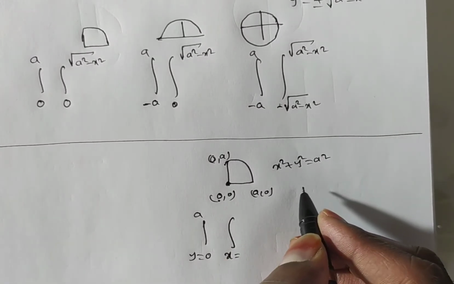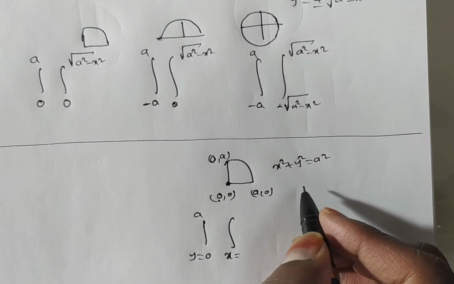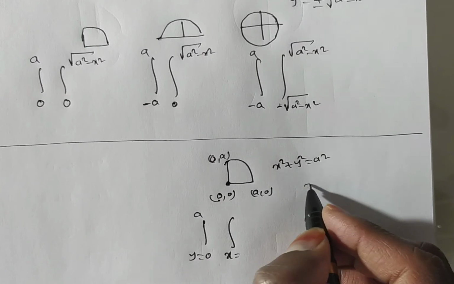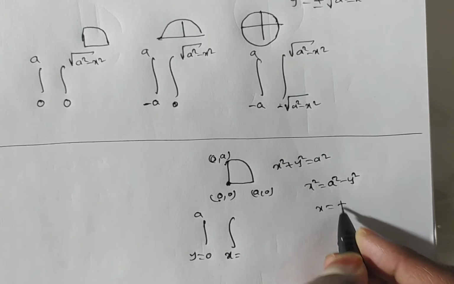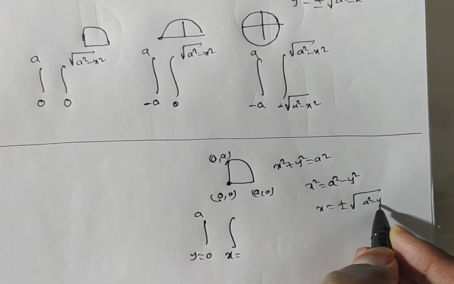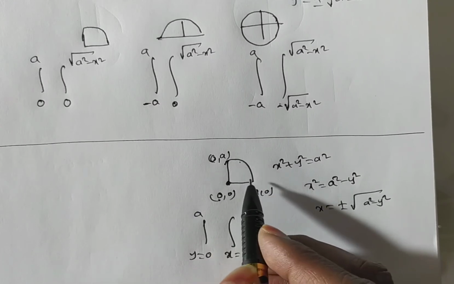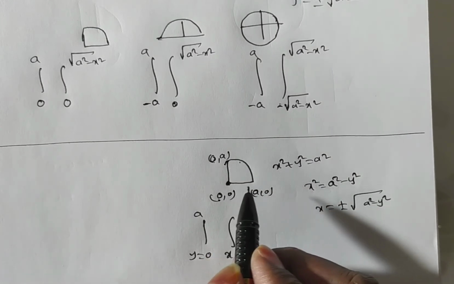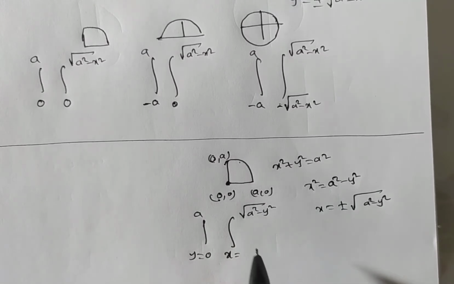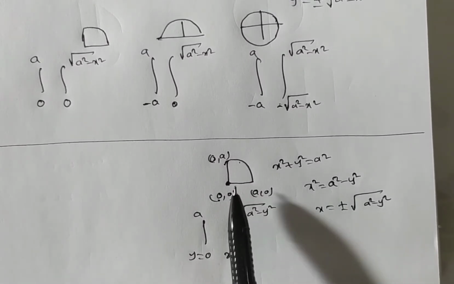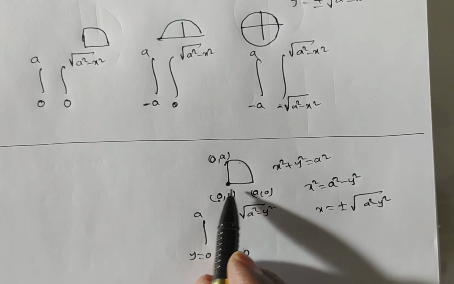Now I want to write x as dependent on y, that is, x as a function of y. So x square is equal to a square minus y square. Then x is equal to plus or minus under root of a square minus y square. But on this first quadrant the value of x is only plus square root of a square minus y square. Are you understood? In the first quadrant, the y limit is 0 to a, and for x, see here.